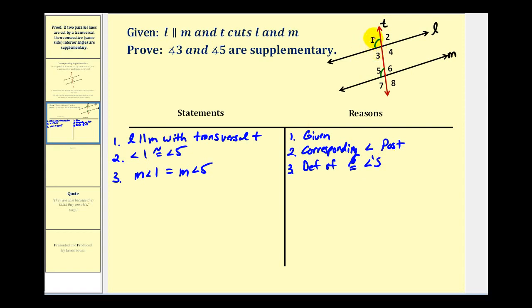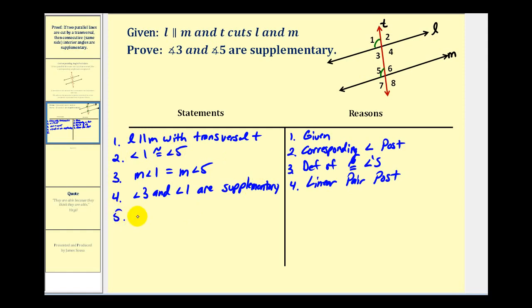Now let's go ahead and tie in angle 1 and angle 3. We know that angle 3 and angle 1 are supplementary. This is by the linear pair postulate. They're supplementary, that means the sum of their measures is equal to 180 degrees. This is by definition of supplementary.